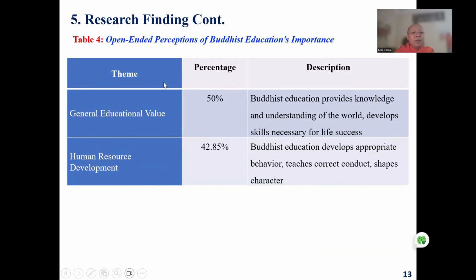Let's move to number 4, open-ended perception of this education's importance. Here it critically demonstrates that for general education value, we got 50%: this education provides knowledge and understanding of the world and develops skills necessary for life success. And 42.85% for human resource development: this education develops appropriate behavior, teaches correct conduct, and shapes character.